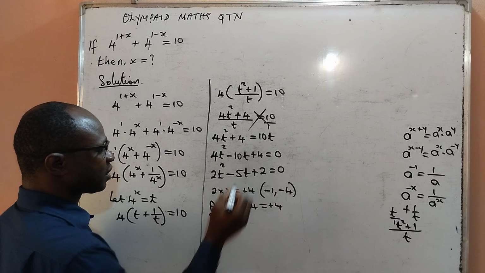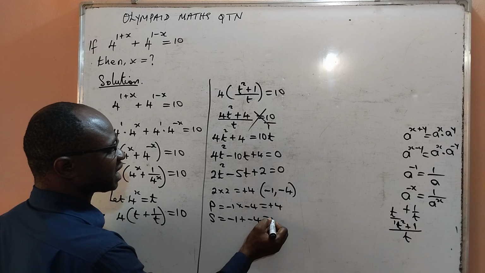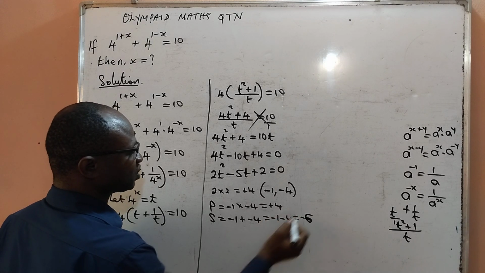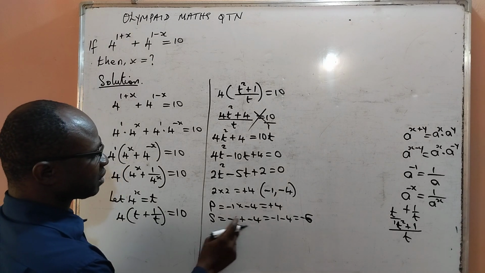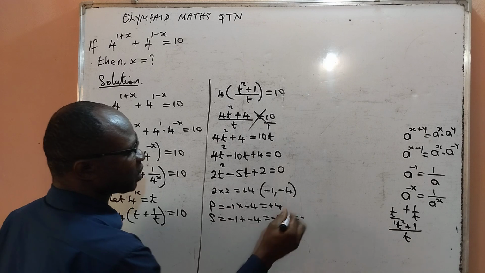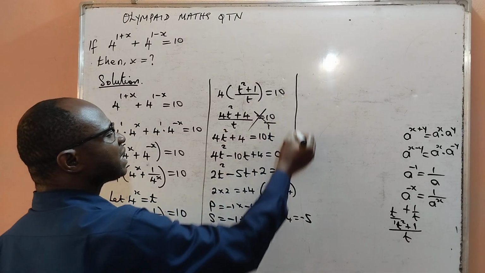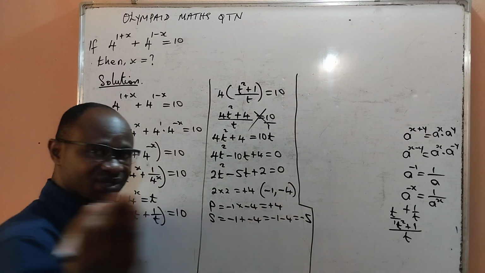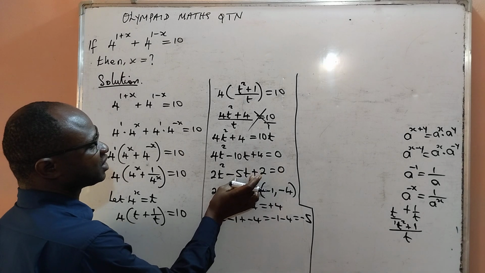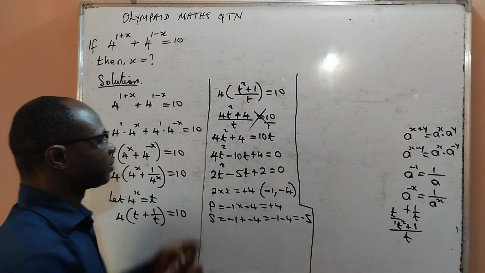And the sum of the two numbers is minus 1 plus minus 4, which is the same thing as minus 1 minus 4, which is equal to minus 5. Therefore, now that I have known the two numbers, I will use them to simplify this quadratic equation. In other words, I will use them to factorize the quadratic equation.